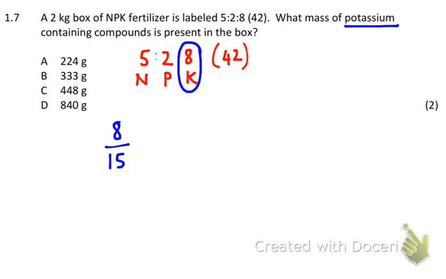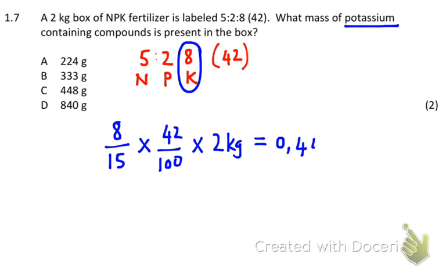So 8/15ths of it is potassium, but only 42% is made up of active ingredients, so you multiply it by 42%, and then we've got a 2 kilogram bag, so you times it by 2 kilograms, and that gives us 0.448 kilograms, or obviously 448 grams, and so the correct answer is C.